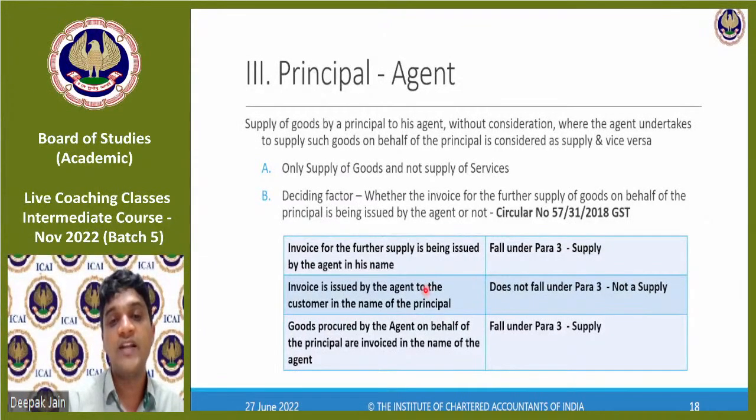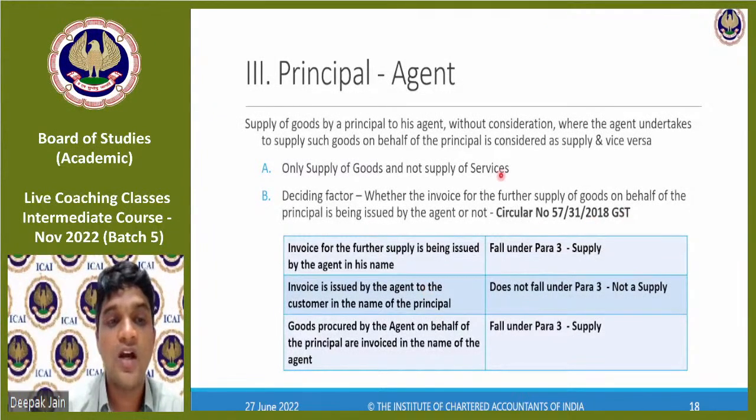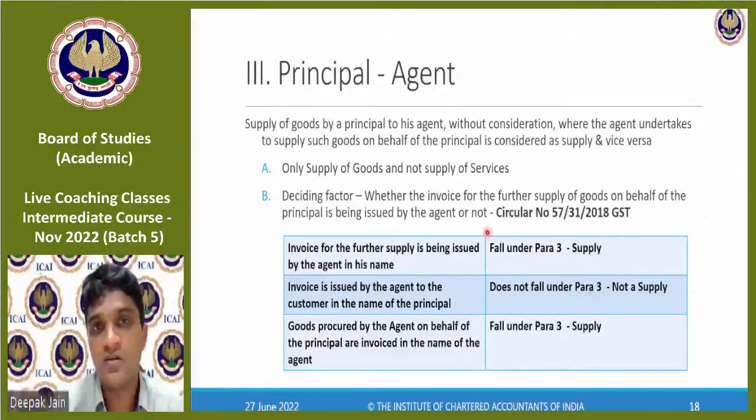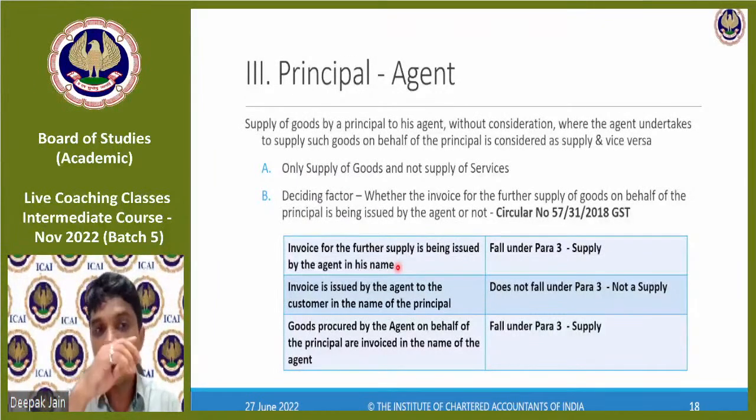What is the criteria for deciding this is given in Circular 57, because there were a lot of confusions, so the government came up with this circular. Whether the invoice for the supply of goods on behalf of the principal is issued by the agent or not will be the deciding criteria. Take this example: the principal supplies goods to me without consideration. Now, the invoice for this supply is being issued by the agent in his own name. Wherein the agent is supplying the goods again in his name, then it will fall under para 3, and GST will be applicable. Supply will be covered.